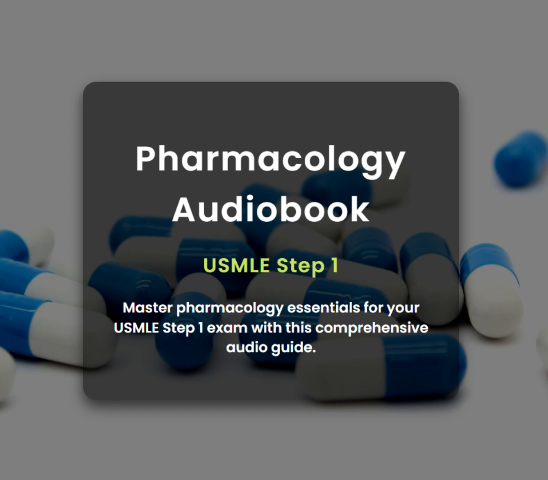Now let's talk about elimination, the final step where the body gets rid of drugs, usually through the urine, sweat, or bile. There are two major types of drug elimination you should understand: zero-order elimination and first-order elimination. In zero-order elimination, the rate of drug elimination is constant, regardless of how much drug is in the blood. That means the same amount is cleared in every unit of time, and the plasma concentration drops linearly over time.